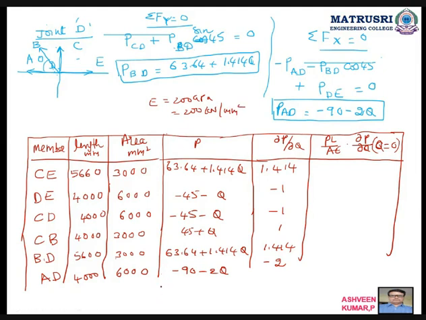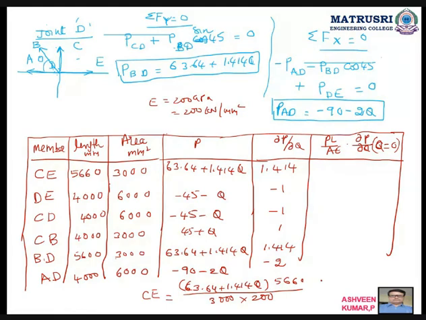So how to do the calculation here? I'll show the CE calculation. Please listen. CE is equal to PL by AE. What is P? 63.64 plus 1.414 Q. PL, what is L? 5660 by AE. AE how much? 3000 into 200. Okay. Q tends to 0. PL by AE.